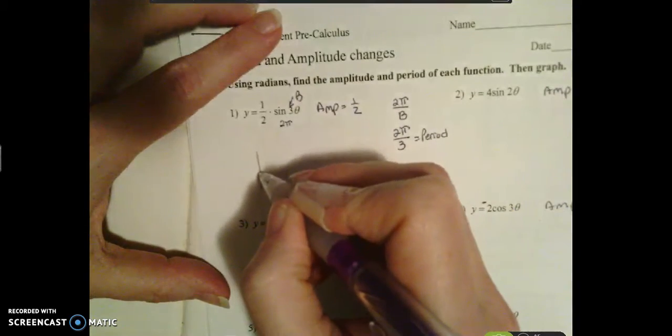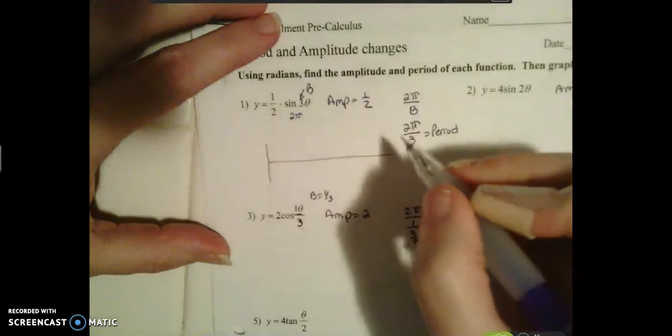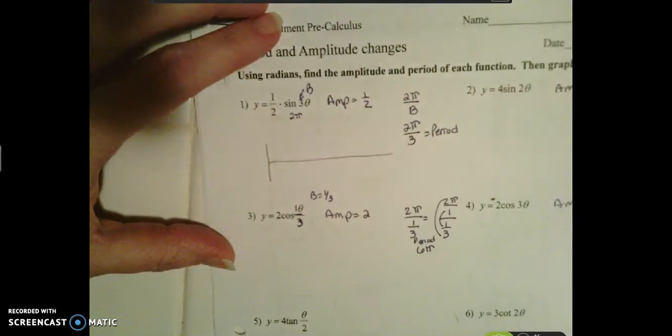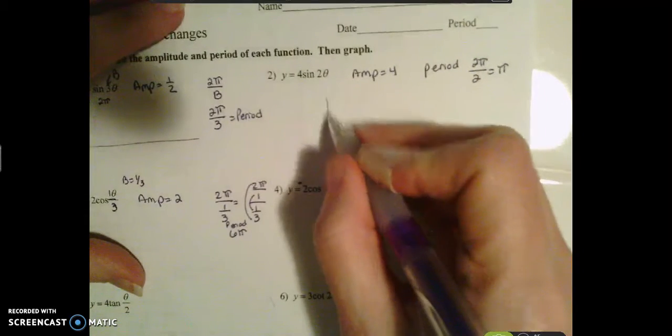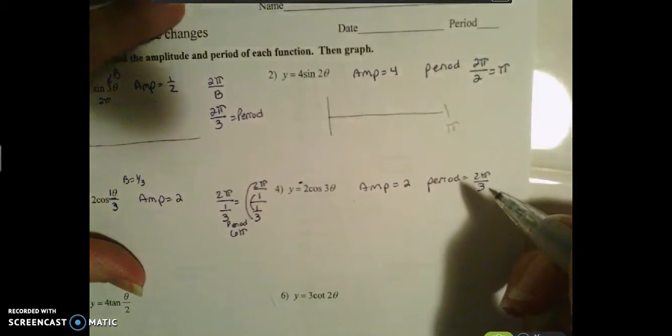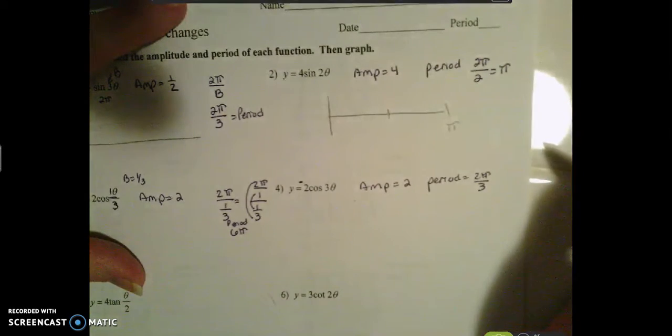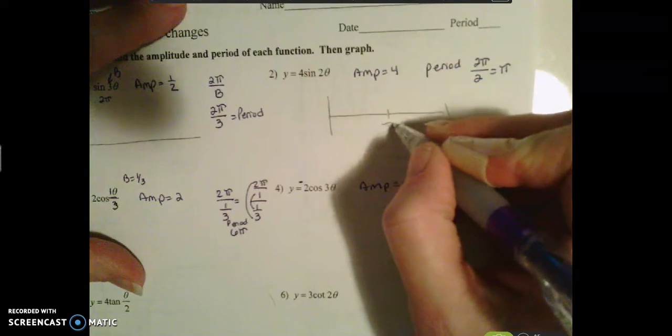So how does that affect my graph? So remember I told you we're always going to start our graph from 0, and this is what we're going to do. So I'm going to take this one because it's a little bit easier to start with. So my period is pi. So I need to mark off the halfway point. Okay, so this is going to be pi divided by 2.